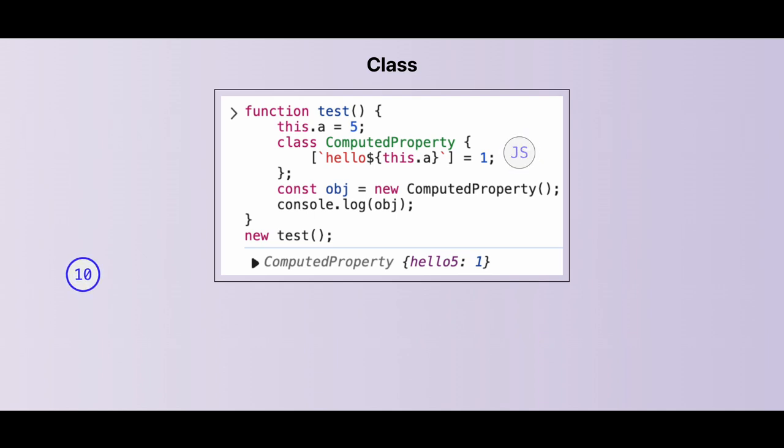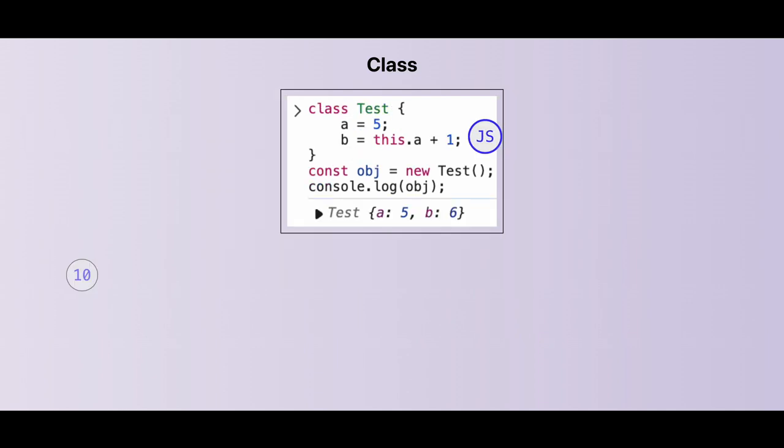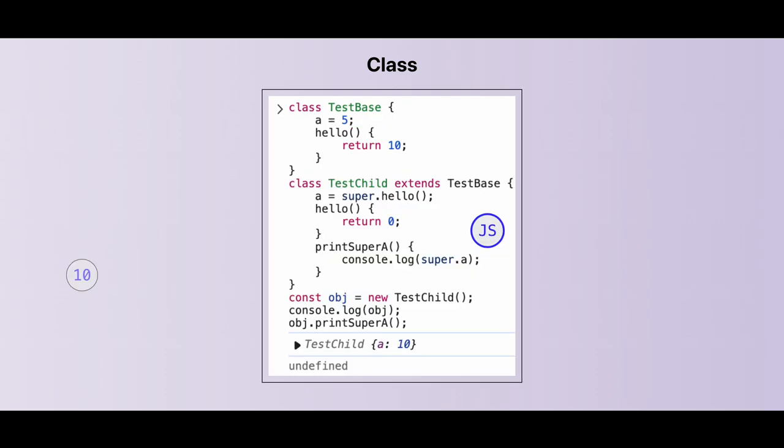What happens if I use this in instance field declaration? It refers to the class instance being constructed. Here the property B is declared using property A's value. If I have property A in the child class and I want to access the superclass property A, can I access it with super? With super, you can access superclass methods but not instance fields. Here, the superclass hello method's return value is used in the child class property A declaration. Calling super.a gives undefined.